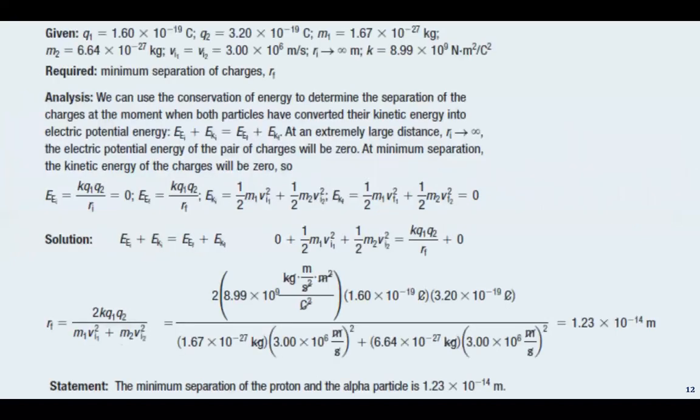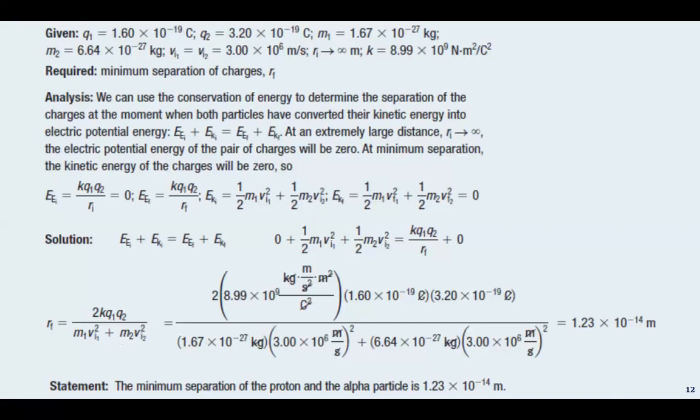All right, let's have a look at the solution together. So in this case, we can use the conservation of energy to determine the separation of the charges at the moment when both particles have converted their kinetic energy into electric potential energy, right? So again, we have the following relationship. At the initial state, the initial electric potential energy plus the initial kinetic energy should equal the final electric potential energy plus the final kinetic energy.